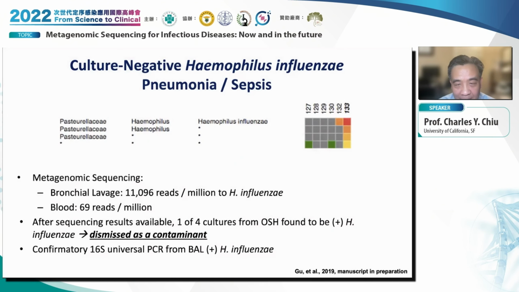Ultimately, the metagenomic sequencing showed that this was a case of Haemophilus influenzae pneumonia and sepsis that was culture negative. We did metagenomic sequencing of both the bronchoalveolar lavage as well as blood, and we were able to detect Haemophilus influenzae about 2 to 3 log higher in the BAL fluid. What was quite interesting was that after the sequencing results were available, 1 of 4 cultures from the outside hospital was found to be positive for Haemophilus influenzae. But it ended up being dismissed as a contaminant.